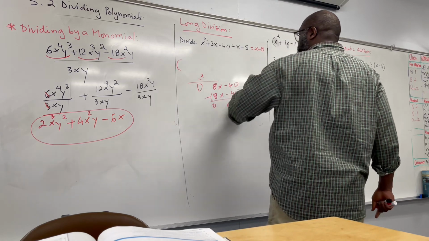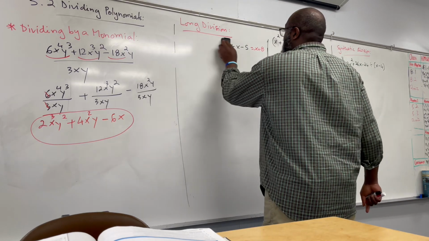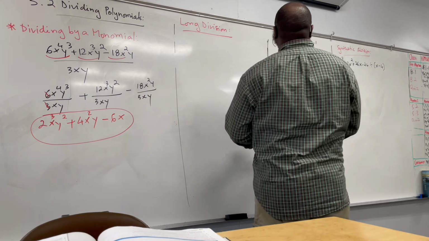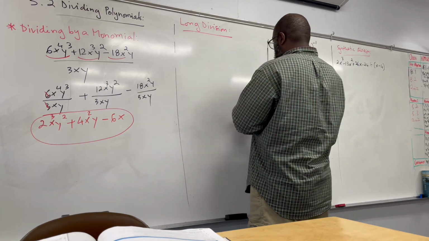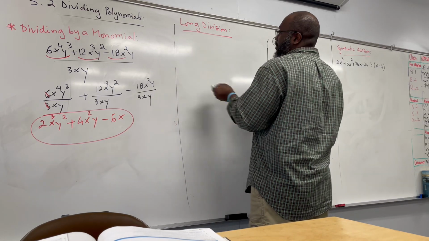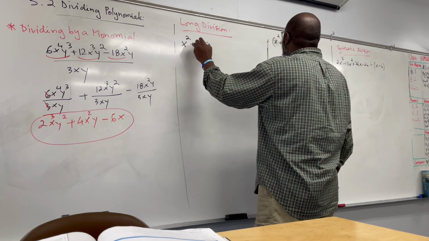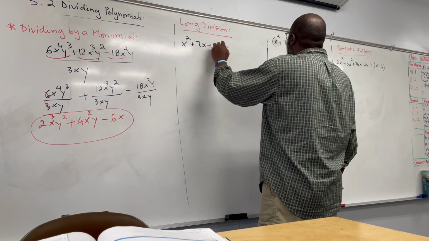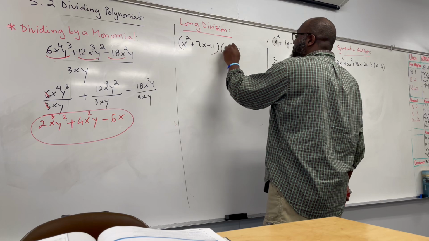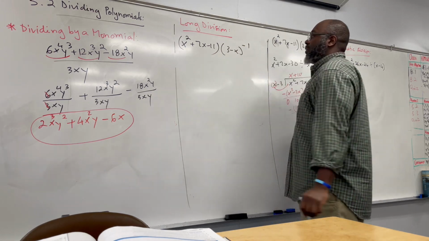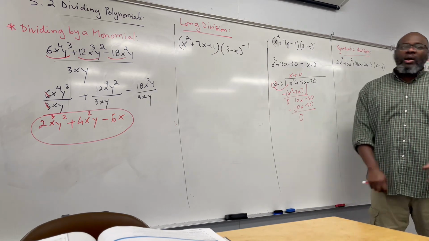Alright. Now let's watch this here, right? We are dividing x squared, right? First, see what I wrote on the board, right? So times 3 minus x to the negative 1, right? You see this. So how would you solve this?